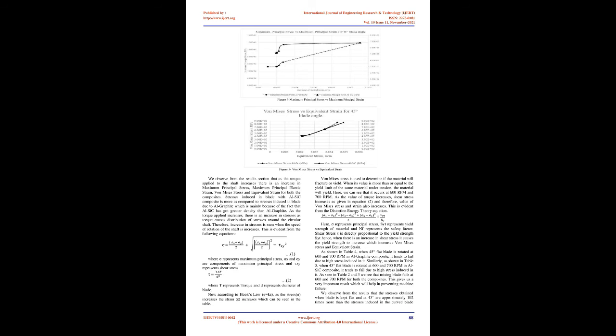Shear stress T is directly proportional to the yield strength SYT, hence, when there is an increase in shear stress it causes the yield strength to increase, which increases von Mises stress and equivalent strain. As shown in table 4, when 45 degrees flat blade is rotated at 600 and 700 rpm in Al-graphite composite, it tends to fail due to high stress induced in it. Similarly, as shown in table 5, when 45 degrees flat blade is rotated at 600 and 700 rpm in ALSiC composite, it tends to fail due to high stress induced in it.